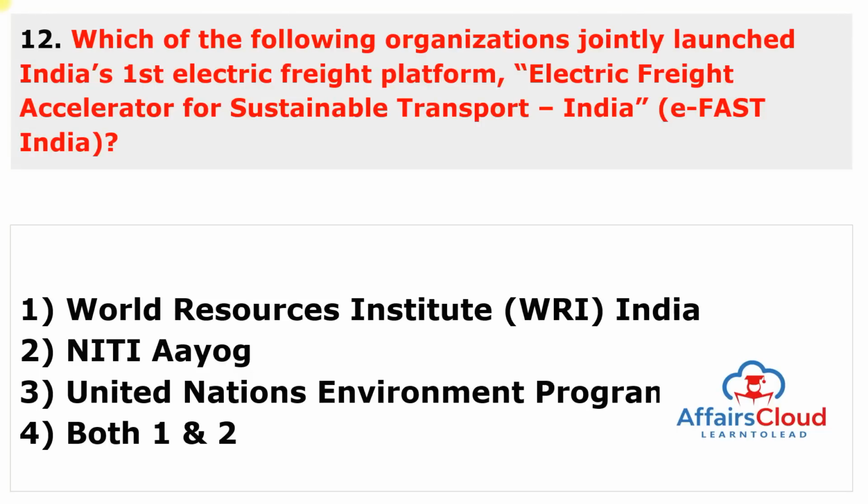Moving to the next question. Which of the following organizations jointly launched India's first electric freight platform, which is known as Electric Freight Accelerator for Sustainable Transport India? It is also known as eFAST India. Then there are two organizations. One is World Resources Institute and second is NITI Aayog. So, the answer of this question is both 1 and 2.